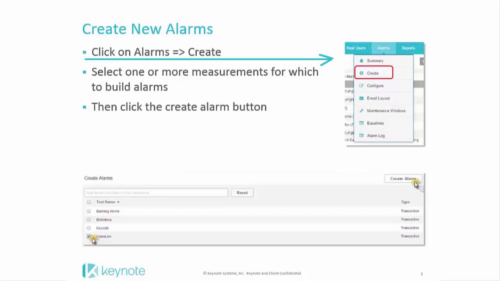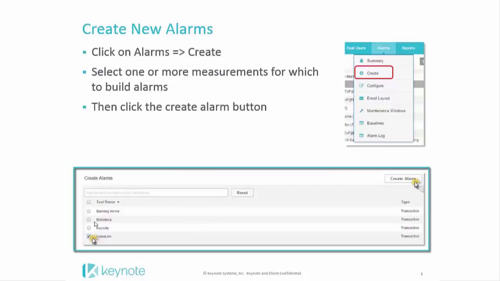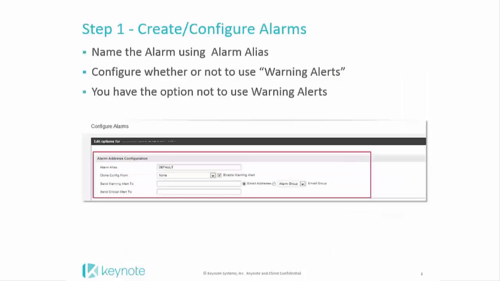To create a new alarm in Keynote, mouse over the Alarms tab and pick the Create option. Once you've done that, you're going to get a screen that shows you all of the measurements that exist in your account. Select one or more of those, and then move up to the top and click Create Alarm. That'll take you to the next screen, which is a large form you're going to fill out.